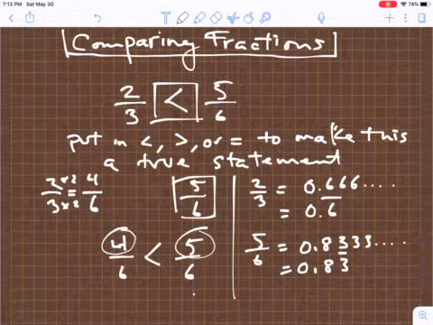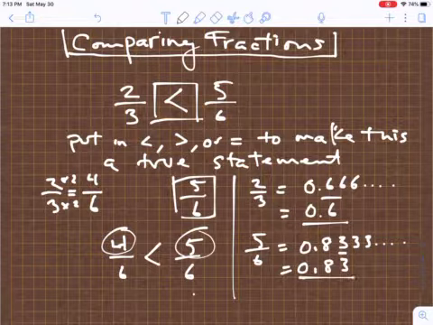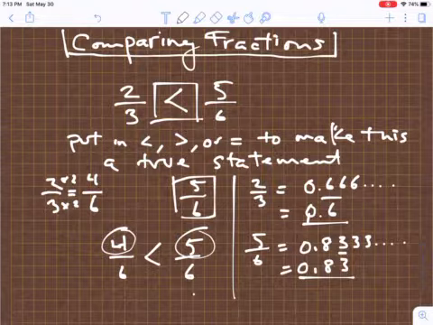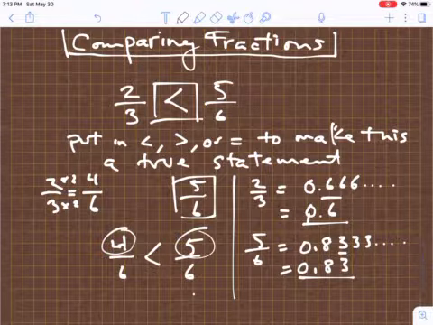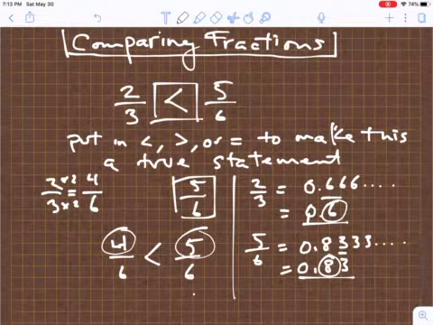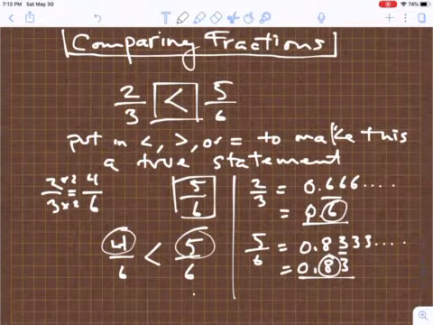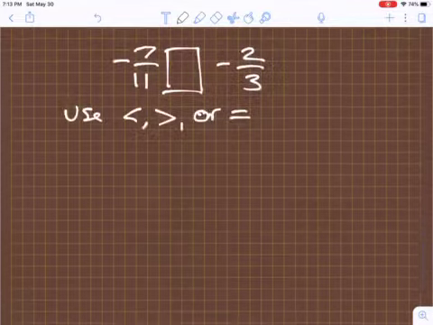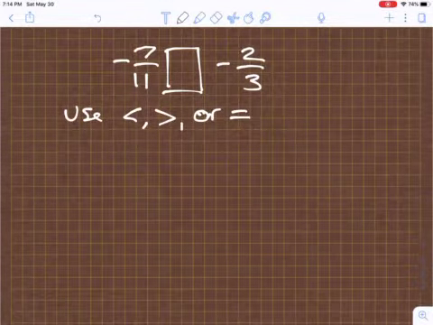And so when you compare 0.6 and 0.83, you always start from the left, and if they're the same, then you go on to the next digit, and you go until they're different, and then that tells you which one's bigger than the other one. And obviously 5/6 is larger than 2/3 because 8 is bigger than 6. So those are the two methods of how to do it. So let's do one more really quick before we check out the Alex problems.